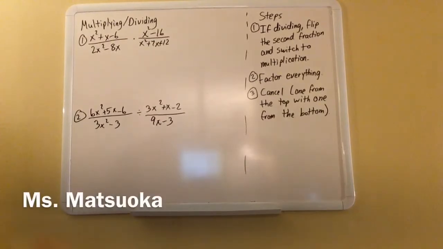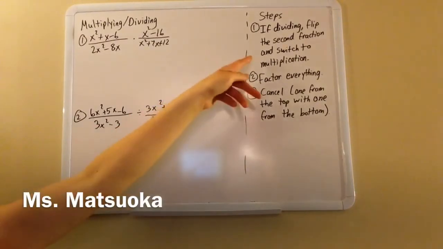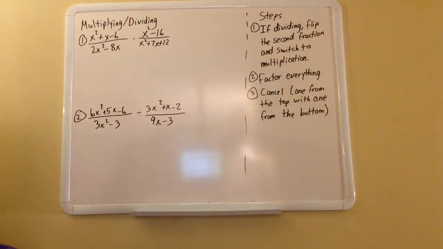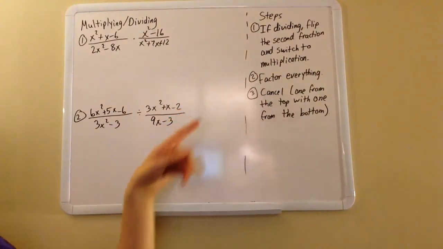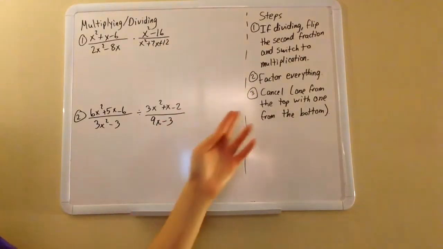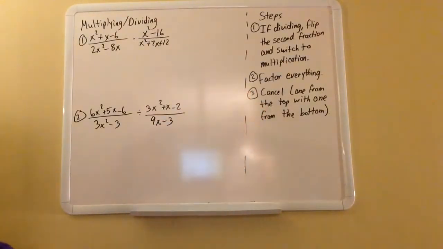So the first thing that we really need to do is, if we're dividing, we need to flip the second fraction and switch it to multiplication. After that, we need to factor everything. So regardless if you're multiplying or dividing, you need to factor everything. And then you start canceling. You can cancel one thing from the top with one thing from the bottom.